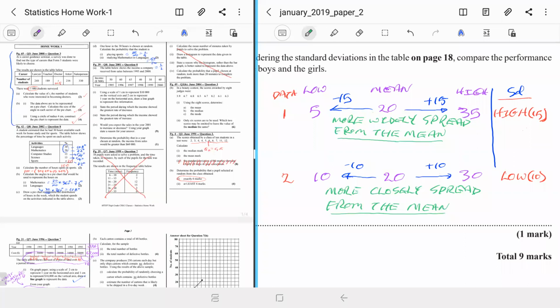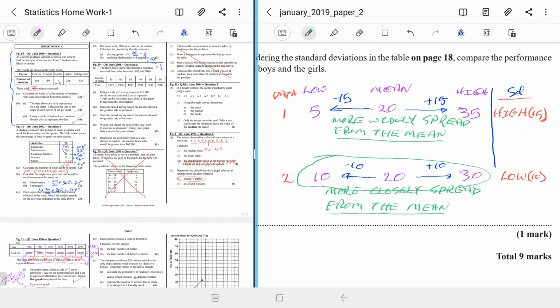So what it means, therefore, is that for the values down here that are closely spread, the values are closer to each other. So the lower the standard deviation is, the closer the values are to each other and to the mean. If the standard deviation is a low value, it means that the values in the data are closer to each other. It's like all of the scores are around the same.